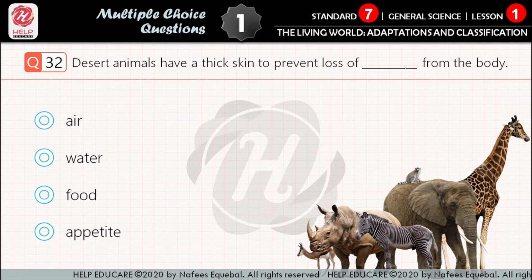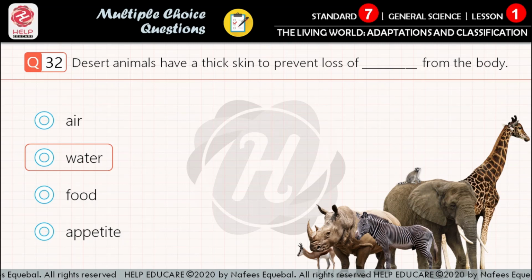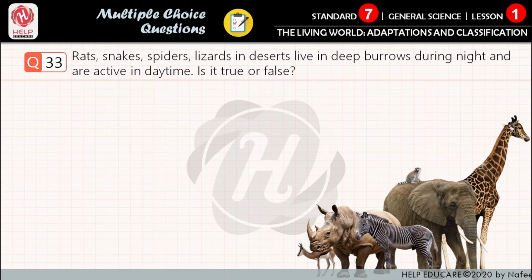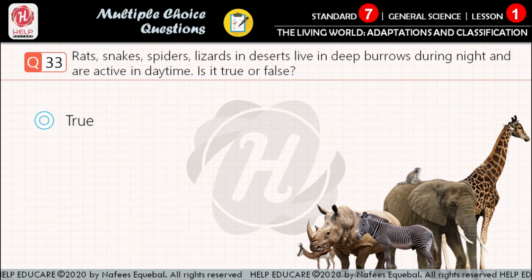Correct answer is water. Question number 33. Rats, snakes, spiders, lizards in deserts live in deep burrows during night and are active in daytime. Is it true or false? First option, true. Second option, false.